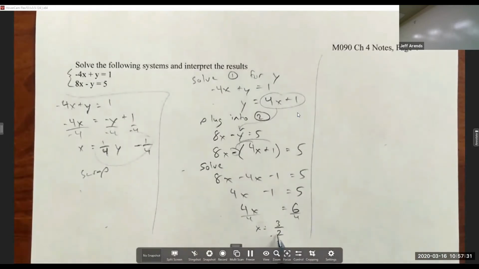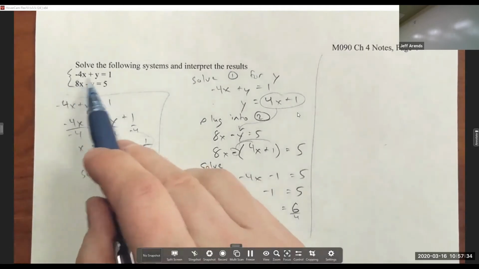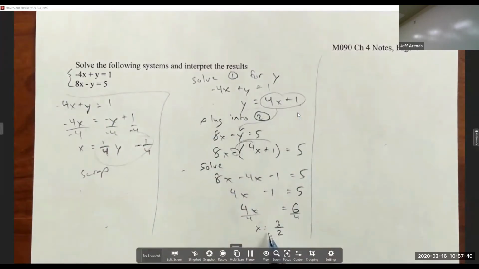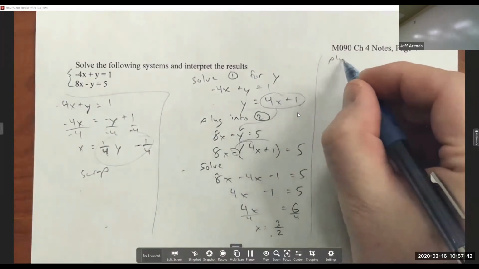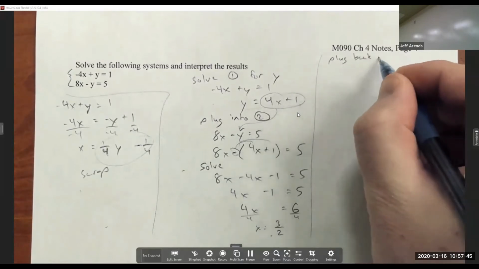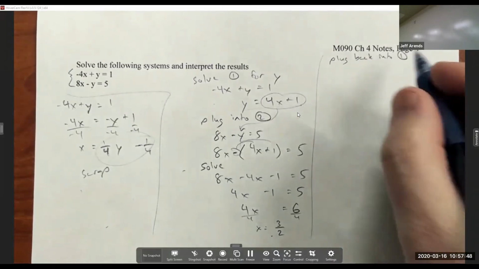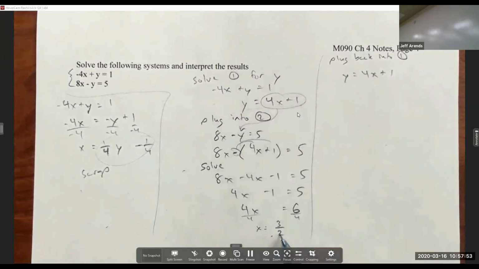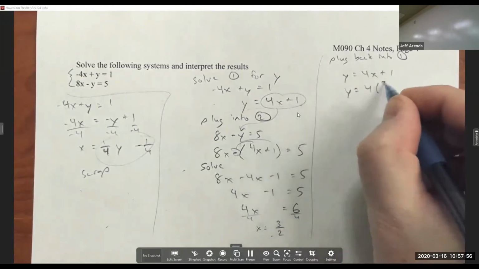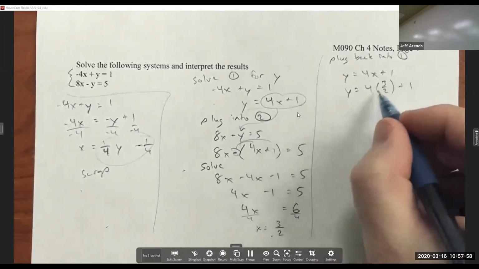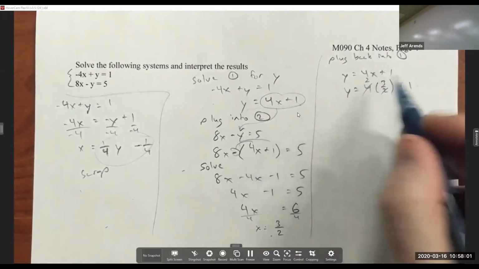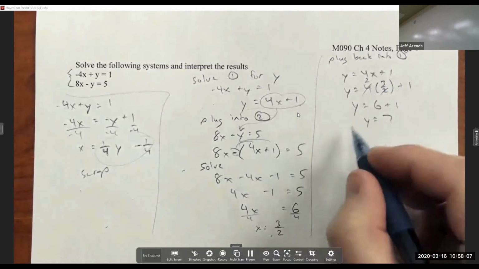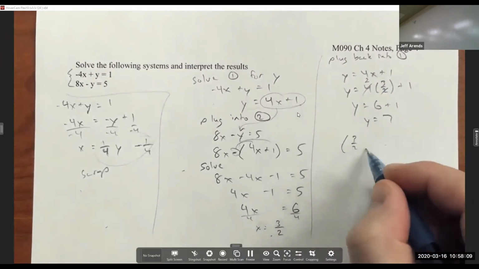All right, so now I know the x-coordinate of my solution. I'm going to plug it back into either of these equations. Actually, I'm going to choose the one I solved for y already, because it's easier. Plug back into equation 1. So I get y equals 4x plus 1. I'm plugging x equals 3/2 in here. So y equals 4 times 3/2 plus 1. When I cancel a factor of 2, I get 2 times 3. So I get y equals 6 plus 1, or y equals 7. So in total, I have the point 3/2, comma, 7.